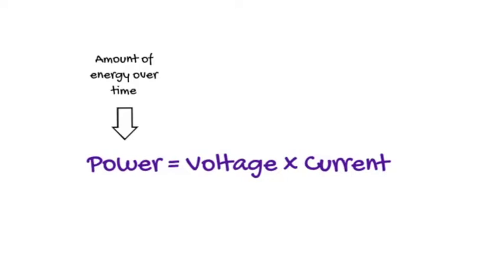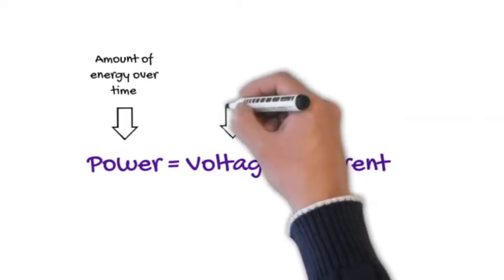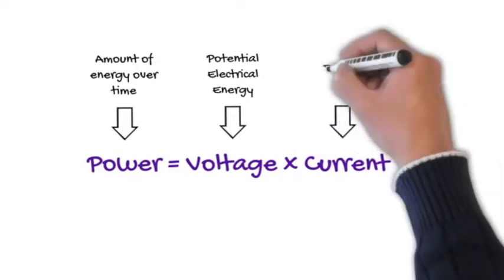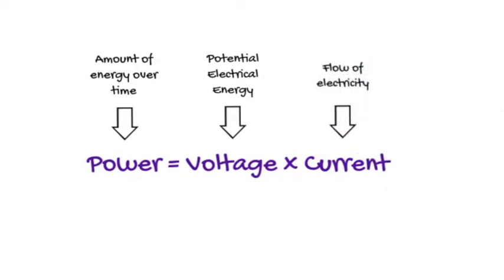So firstly we have power, which is the amount of energy used over time. So this could be the amount of electricity that's turned into light and heat in a light bulb per second. Secondly, we have voltage, and voltage is the amount of potential energy available. So for example, you'll have the voltage written on the side of a battery. And then finally we have current, which is the rate at which electricity flows through a circuit.